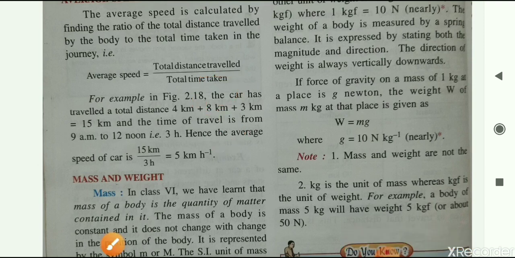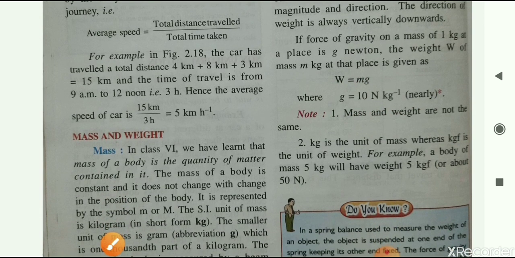If force of gravity on mass of 1 kilogram at a place is g Newton, then weight W of mass m kilogram at that place is given as W = mg, where W is weight, m is mass and g is gravity, where g is equal to 10 Newton kilogram inverse.